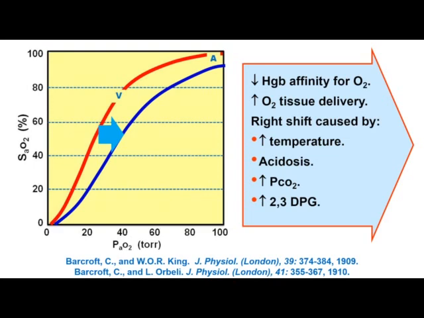Decreased affinity for oxygen, which is actually associated with increased tissue delivery, is caused by increased temperature, acidosis, increased PCO2, and increased 2,3-DPG in red cells.